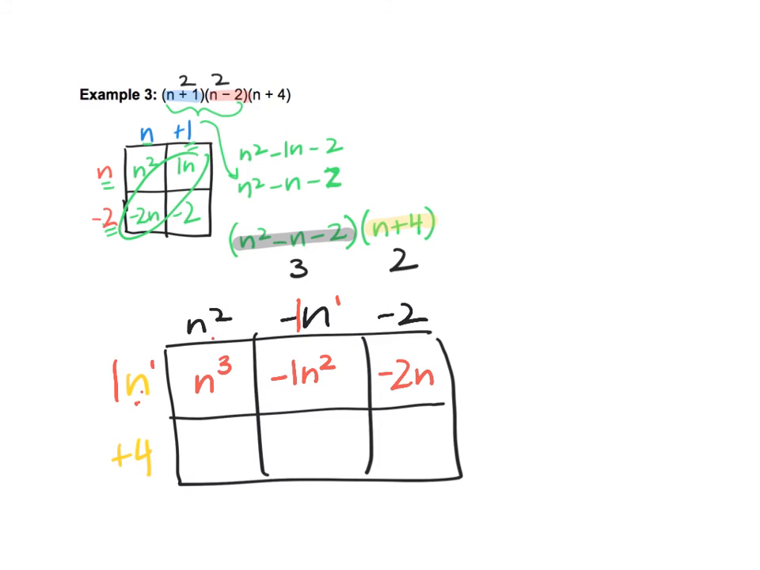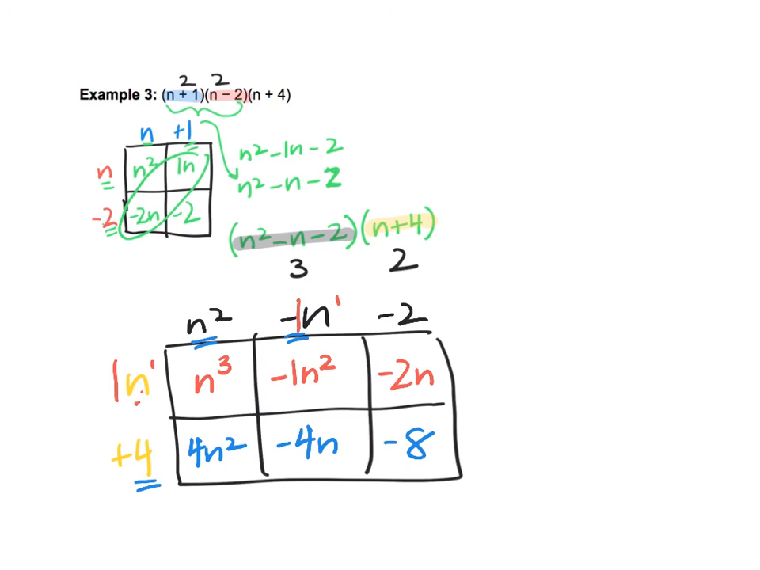For my bottom row, we have 4 times n squared, which would be 4n squared. You're just multiplying with that number out front. We have 4 times negative 1n, which would be negative 4n. And then we have 4 times negative 2, which is negative 8. Again, our last step is going to be to combine our like terms and write our final answer.